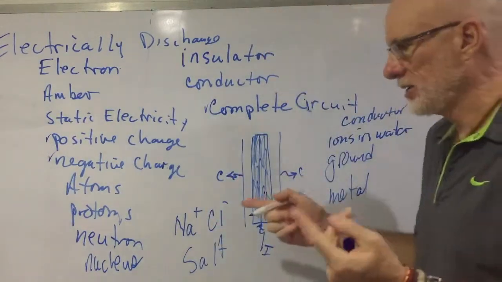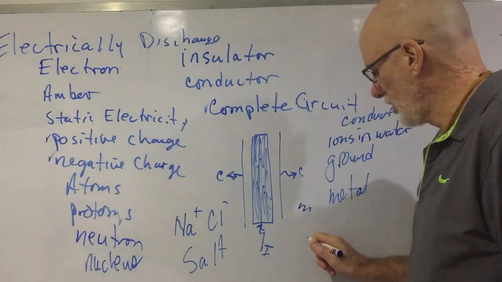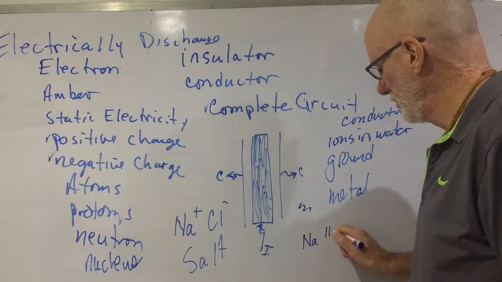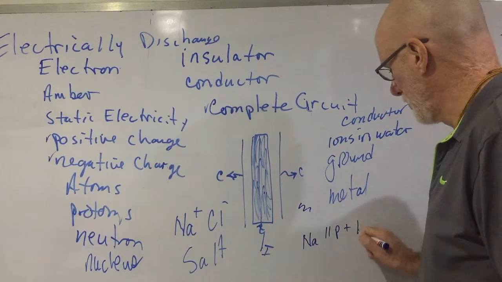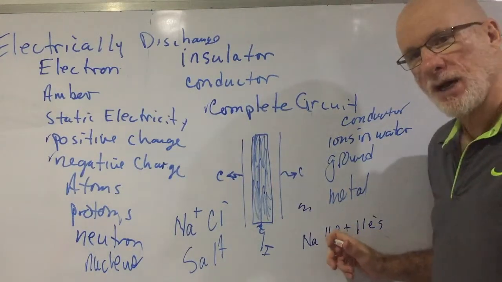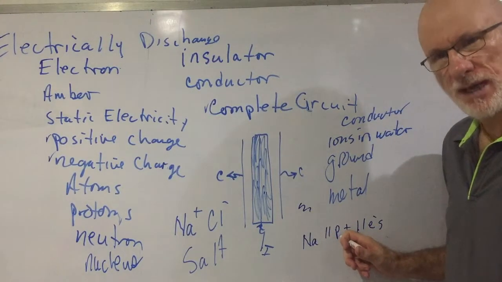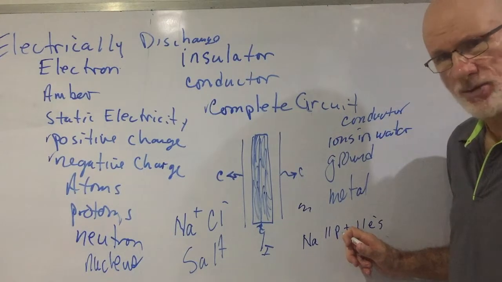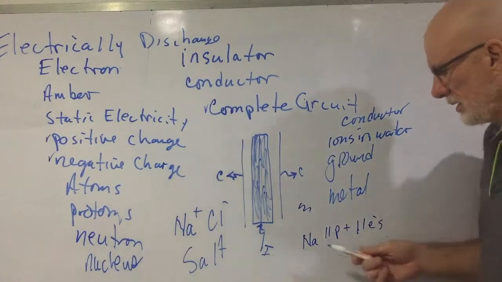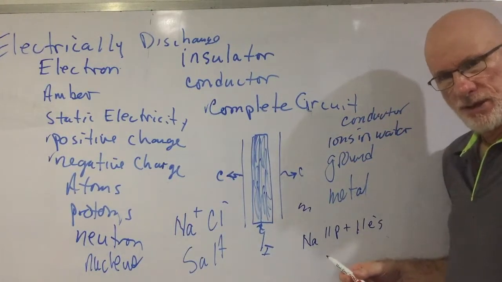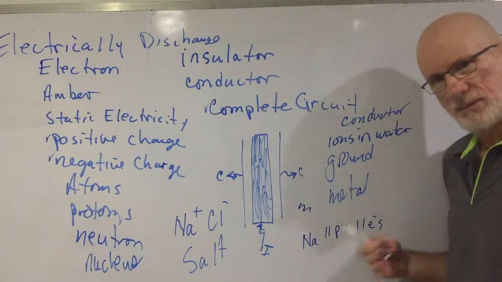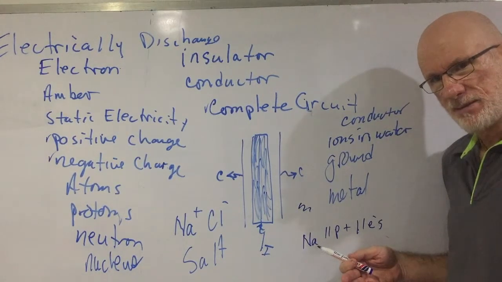Let's look at sodium. Sodium has 11 protons plus 11 electrons, okay? A proton is positively charged. Do you understand that? In the nucleus, you ever heard of a nucleus? In the nucleus there are 11 protons for sodium. Make sense?